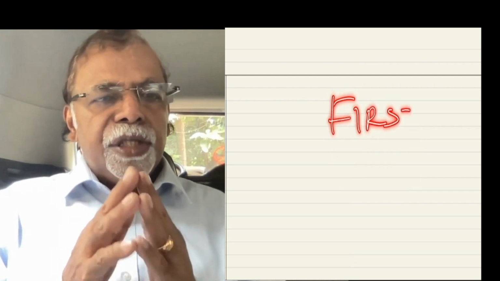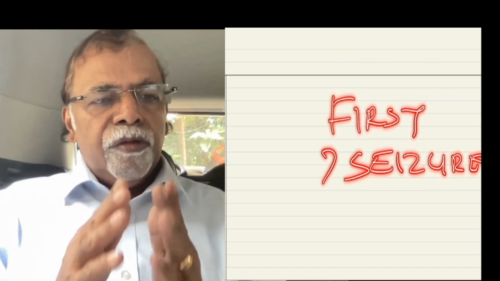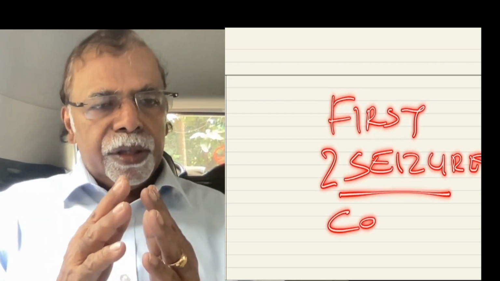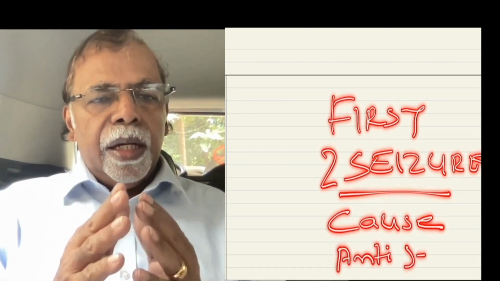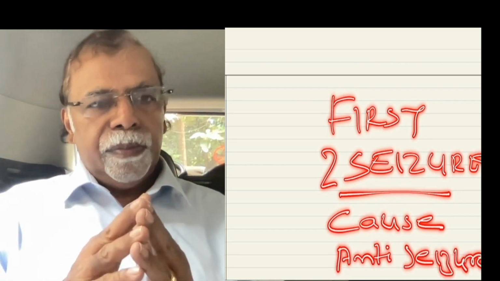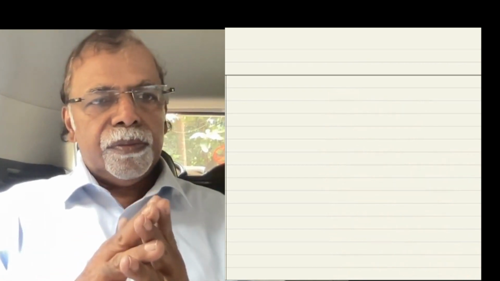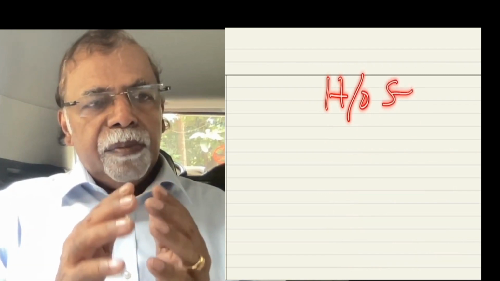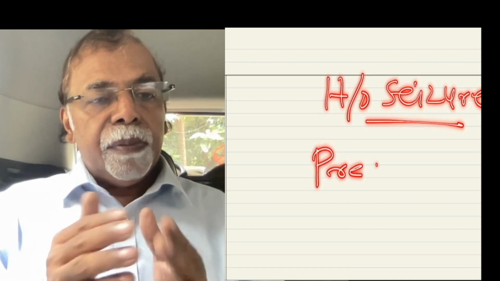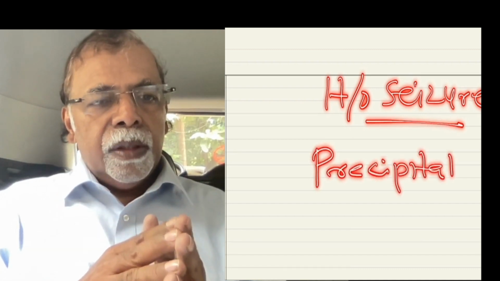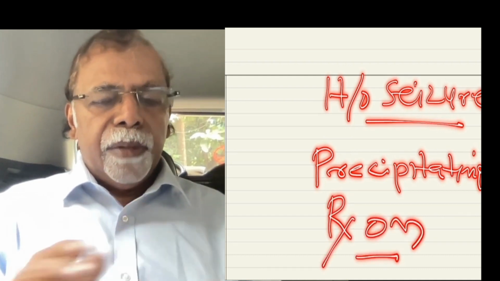And handling the first seizure episode. A person coming for the first time, verify whether it is a seizure itself. Try to identify the cause and plan anti-seizure therapy. So that is how we approach a patient who comes with the first episode. If it is a patient already having a previous history of seizure, try to identify the precipitating causes and what is the therapy the patient is on, and then plan the management.